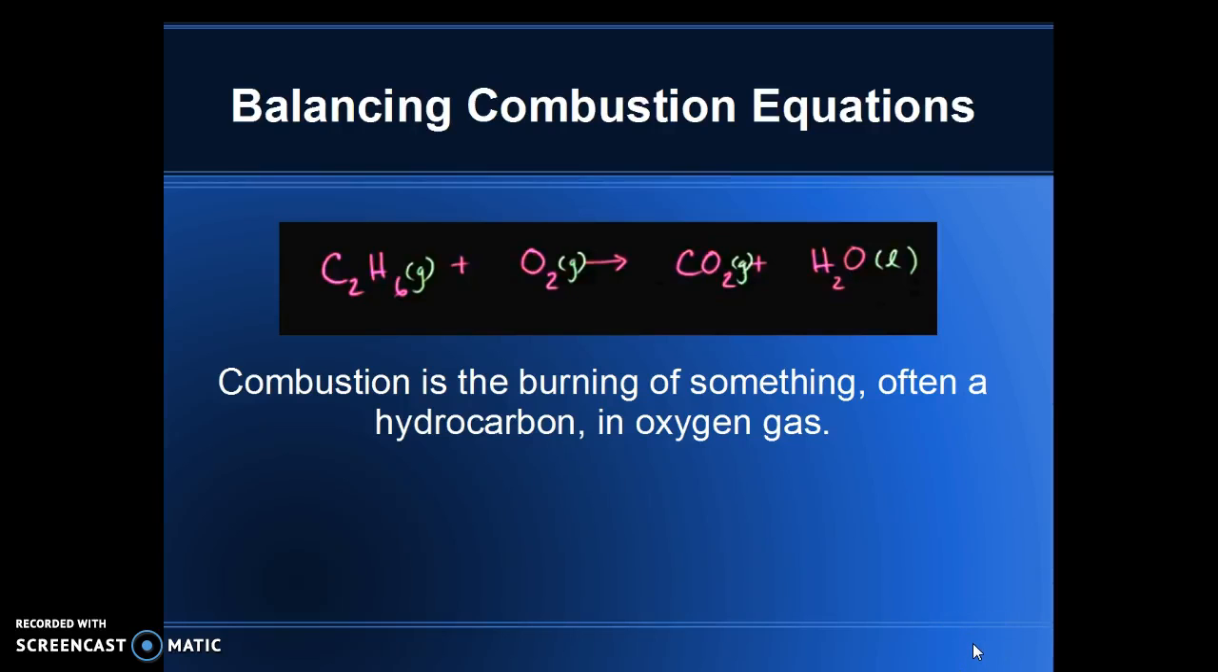This is a short sequence on balancing combustion equations, particularly hydrocarbons. Combustion is the burning of something in oxygen gas, and that's often a hydrocarbon. That's a compound, as you see, of carbon and hydrogen.